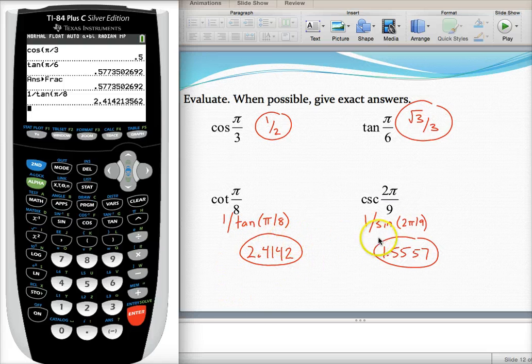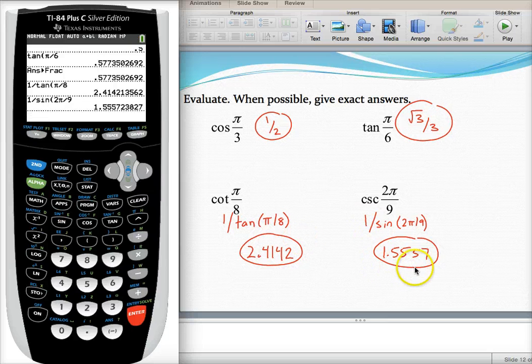Last one we'll do is the cosecant. I need to recognize that cosecant is the reciprocal of sine, and so the only way to enter this in a calculator is to do 1 divided by sine. Some people think the negative 1 power means second sine, and that's not at all the same thing. The only way to do it is as a reciprocal, 1 divided by sine of whatever you got. So we got 2 pi over 9, and I can see that that's where I got the 1.5557 from.